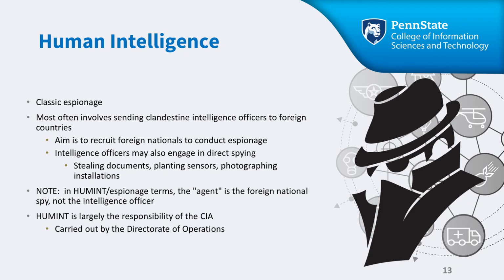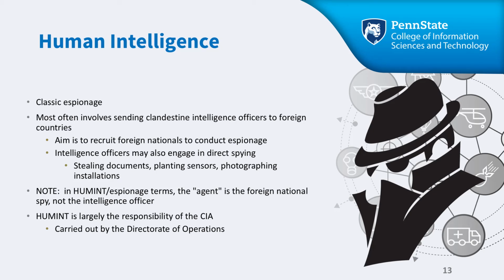HUMINT most often involves the sending of clandestine intelligence officers to foreign countries, who then go out and recruit foreign nationals to conduct espionage. Intelligence officers may also engage in direct spying, such as stealing of documents and so on. But by and large, when you hear about an intelligence agent in the United States context, the agent is not the U.S. intelligence officer. The agent is a foreign national who has been recruited by the intelligence officer.